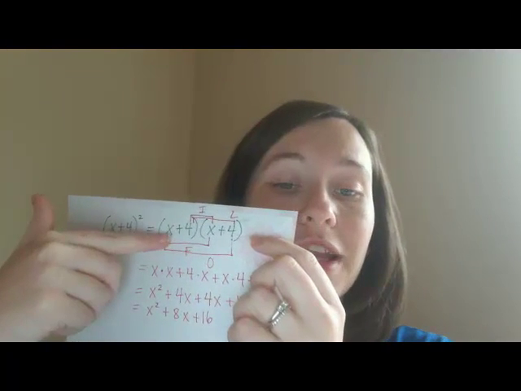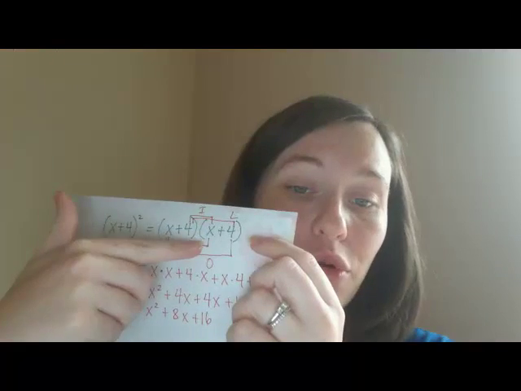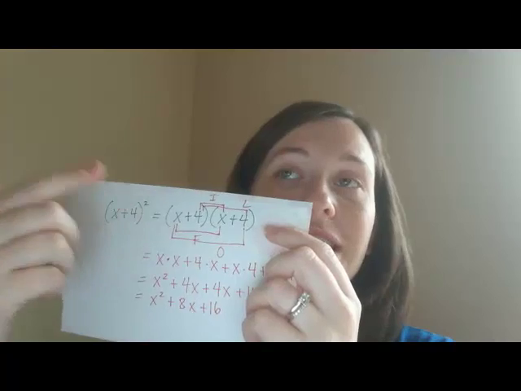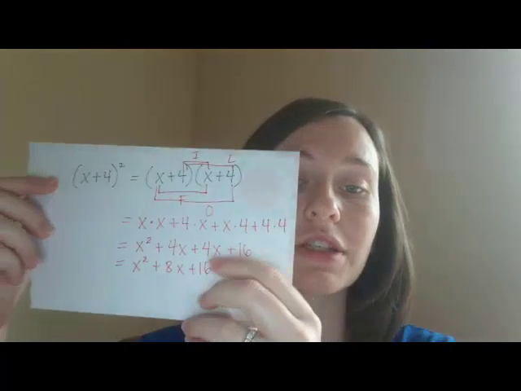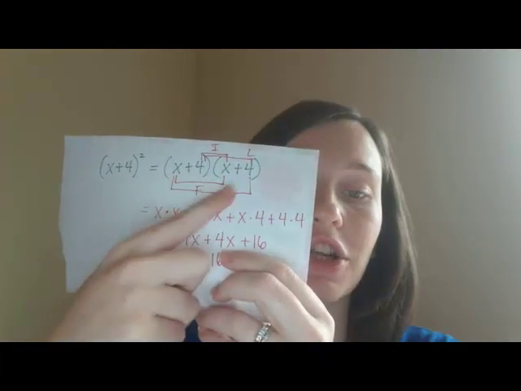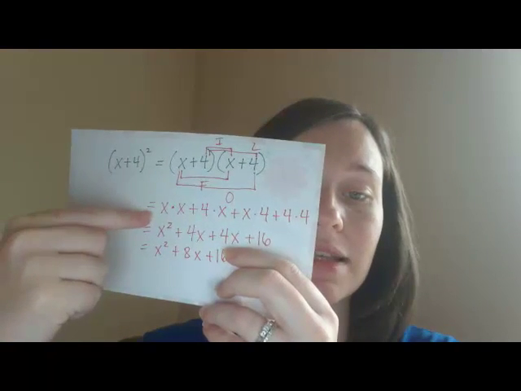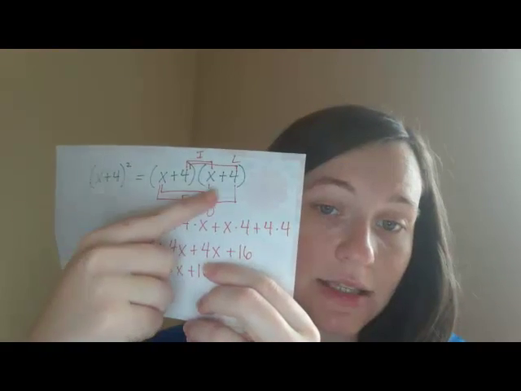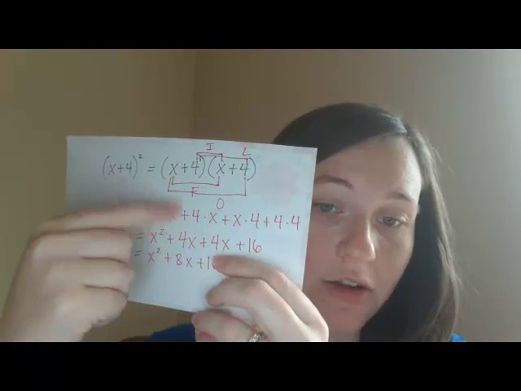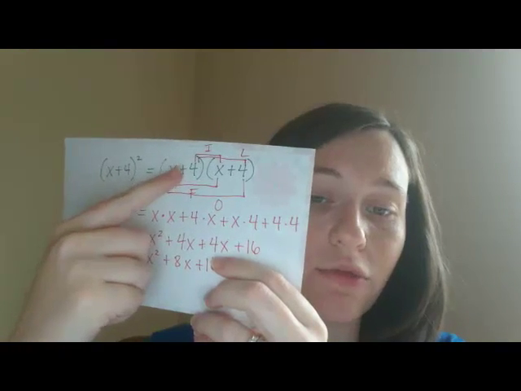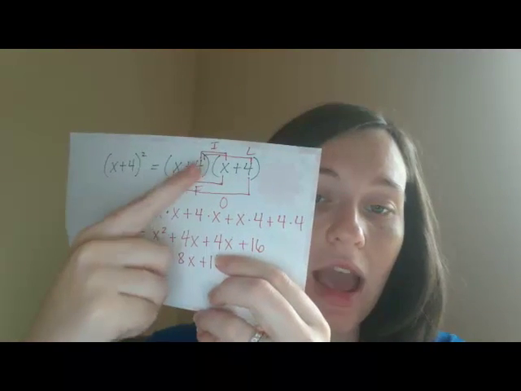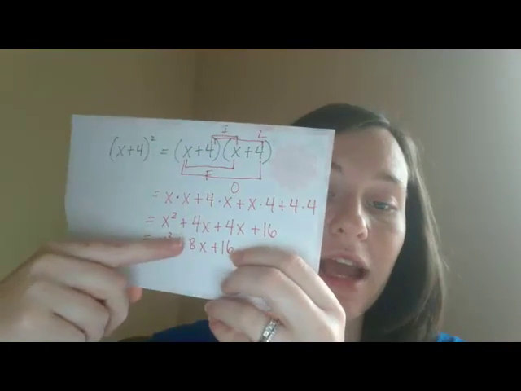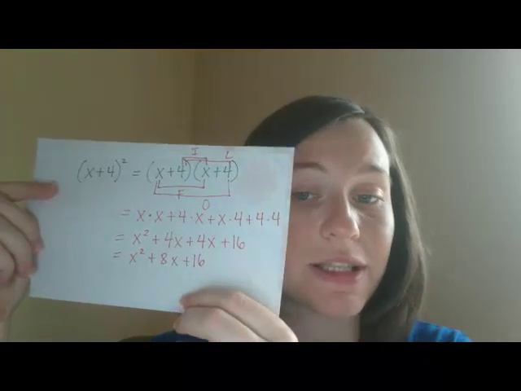If we were to write it out, we have (x + 4) times (x + 4), and we know how to do this using the FOIL method: first, outer, inner, last. First means you're multiplying your first terms in the parentheses, so x times x. Outer means you're multiplying your outer terms, so x times 4. Then inner, 4 times x, and 4 times 4 is your last term. When you simplify, you get x squared plus 4x plus 4x plus 16.